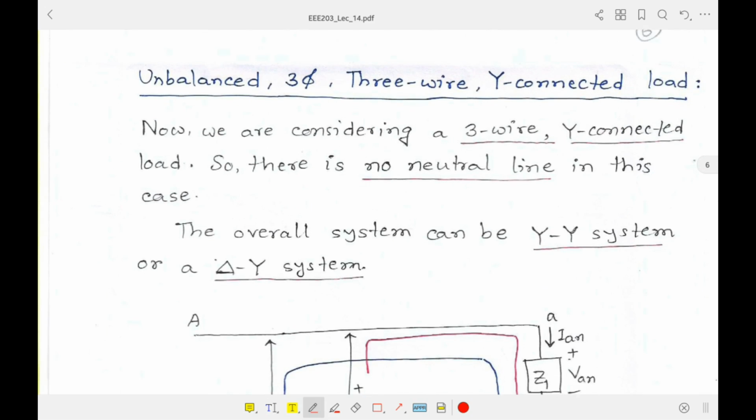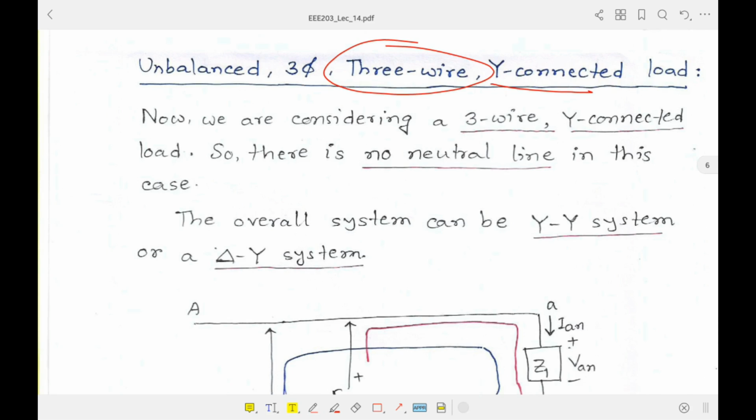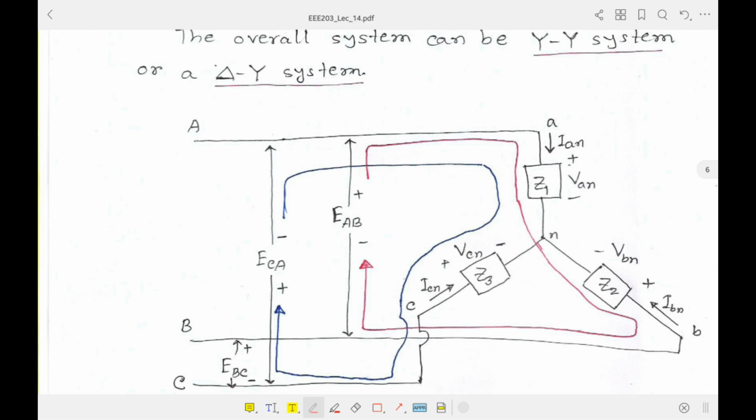Now, unbalanced three-phase three-wire Y connected load. So now we are considering the Y connected, but it is three-wire. So obviously that neutral point is not connected right now. So this could be either a YY system, just like our previous one. In that scenario, obviously the neutral was not connected. That's why this could be a three-wire connection.